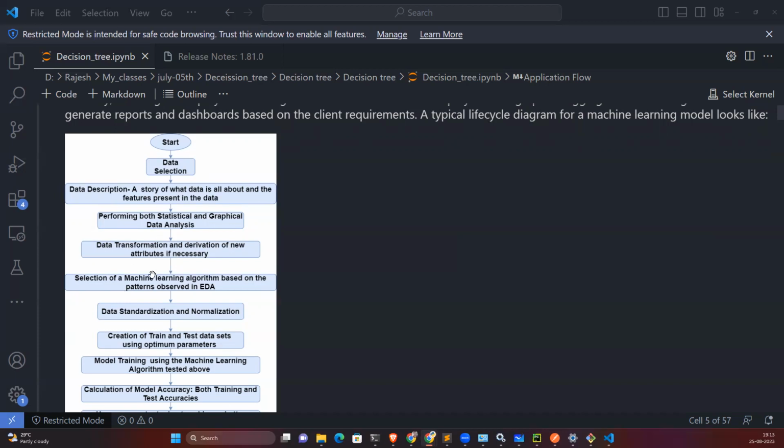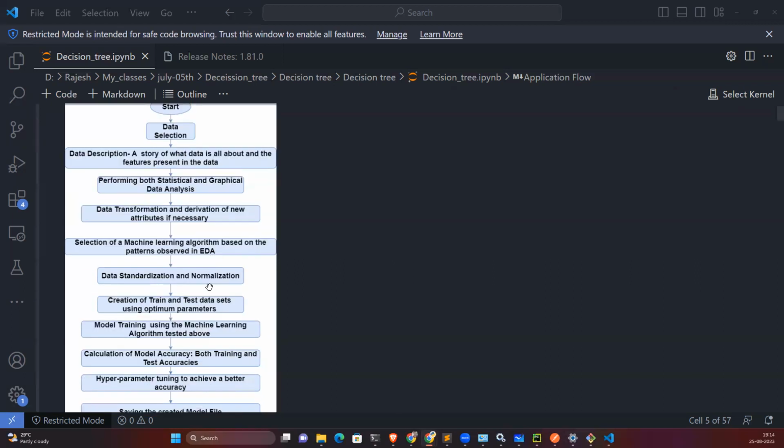And then we are going to select the machine learning algorithm based on the pattern observed in EDA. Okay. And then we are going to perform data standardization and normalization. And then we are going to create the train and test split data set. Why do we need this train and test data set?